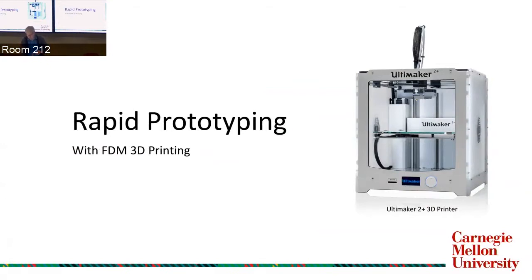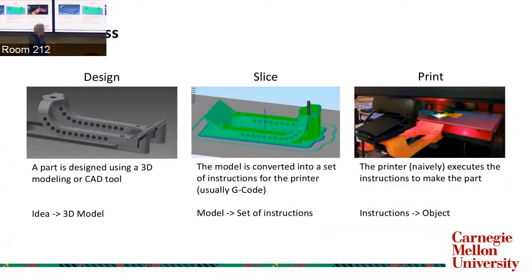The rapid prototyping. We are going to talk today about 3 sort of master steps. In the first step, we're going to talk about how to take an idea and turn it into a 3D model. We're going to use a CAD tool to do that. CAD stands for computer-aided design. It just means anything where you're working in conjunction with a computer to accomplish a goal.